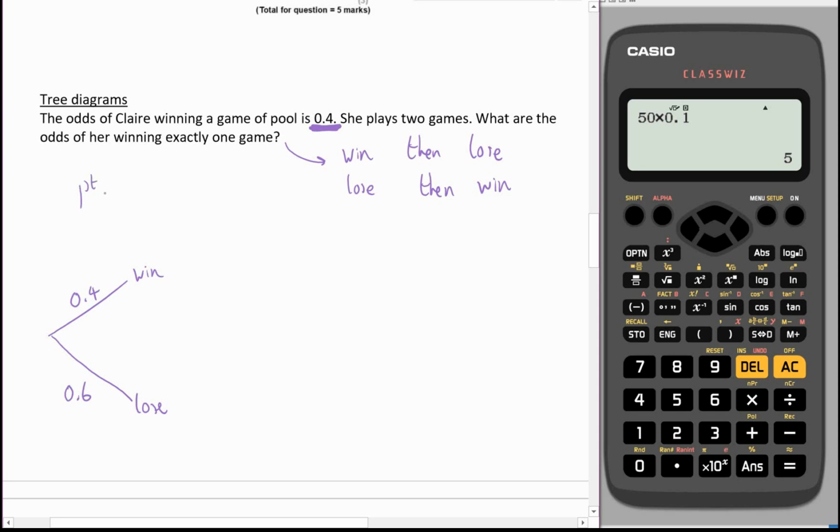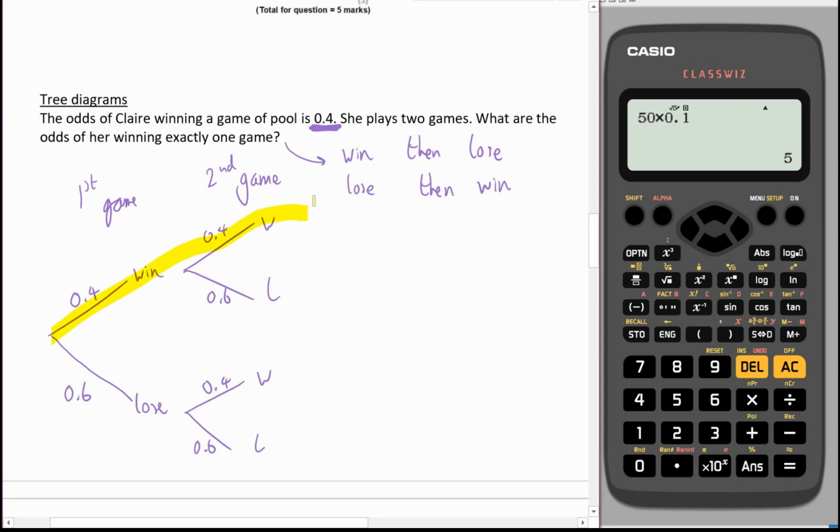That was for her first game. We then have the second game, and these are going to sprout new branches at the end of the first branches. So what I mean is, I'm going to have another win and lose here, and another win and lose here. And like I said, these are going to have the exact same probabilities. And if she played a 3rd game, we would then have branches off all those 4 options, and so on and so forth.